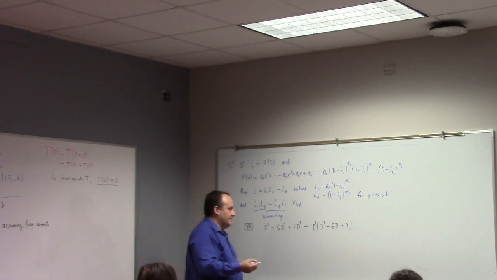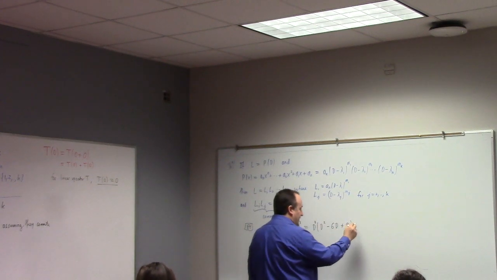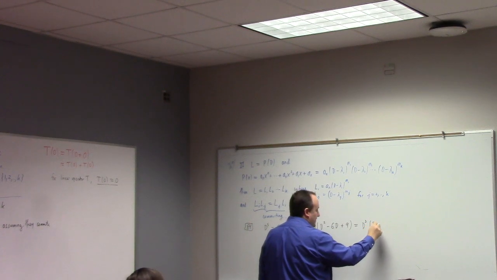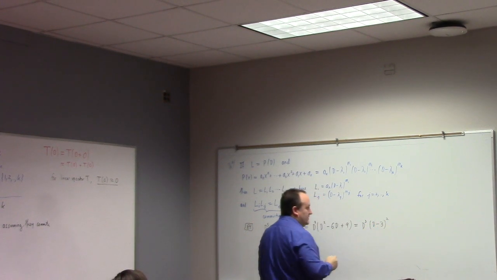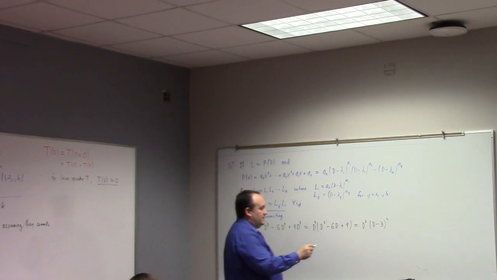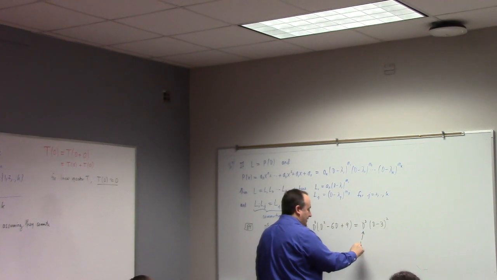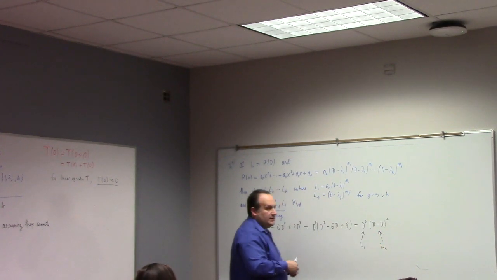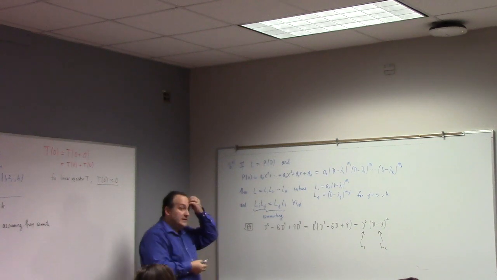And actually the way this works is the differentiation operator allows you to factor just like this. This is D cubed, D minus 3 squared, like that. So this would be like my L1, and this would be like my L2 in the theorem above.